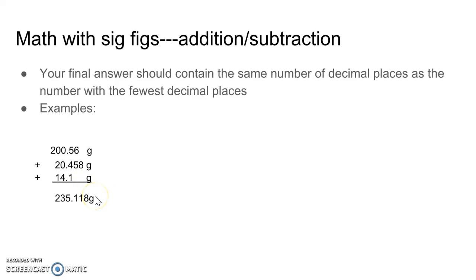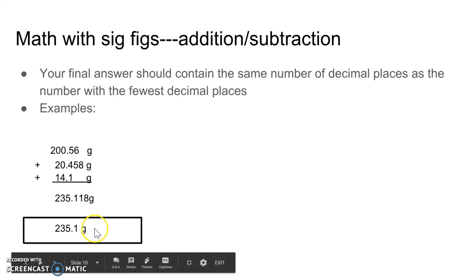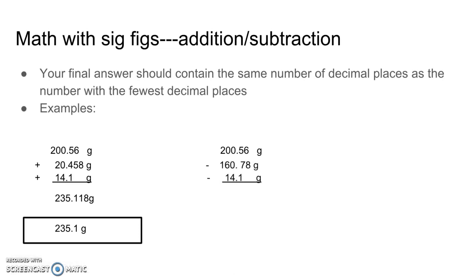I plug it into the calculator. Here's my unrounded answer. And then my final answer contains the correct sig figs, because I just need one decimal place, and the units. All right, so let's do this again. I'll do it with subtraction this time. Again, the 14.1 has the fewest number of decimal places. I plug this all into the calculator. Now I round at the end, and so there's my final answer.